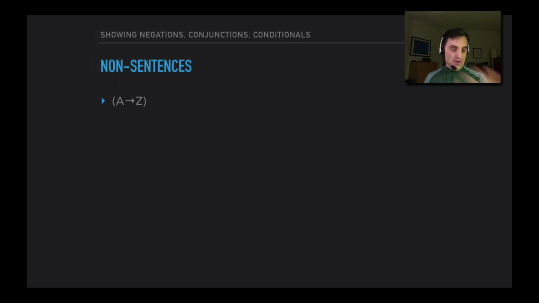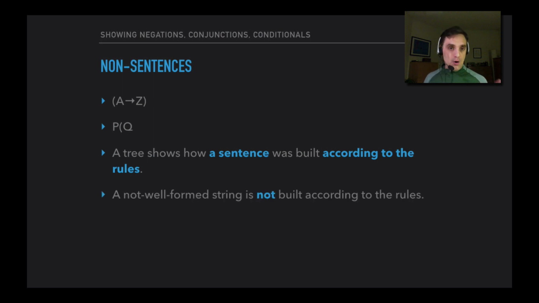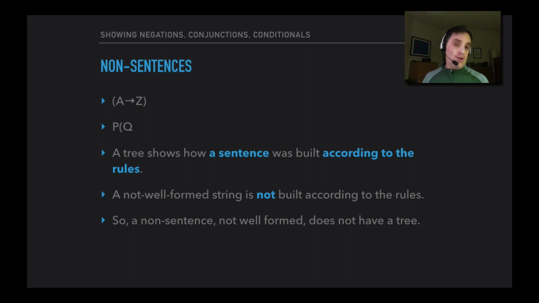Right? So here's something that's not a sentence. A, then Z. No, this is not a sentence. Why? Because A is not a sentence letter. P parenthesis Q. No, we don't have a rule that lets us put parentheses between sentence letters like that. And so just to be clear about this again, a tree shows how a sentence was built according to the rules. Those strings are not well formed, they're not sentences, and so they're not built according to the rules, and that means because they're not well formed, they don't have trees at all, and so you won't have to do them. So that's what you need to know, the background, in order to do the parsing in the module.